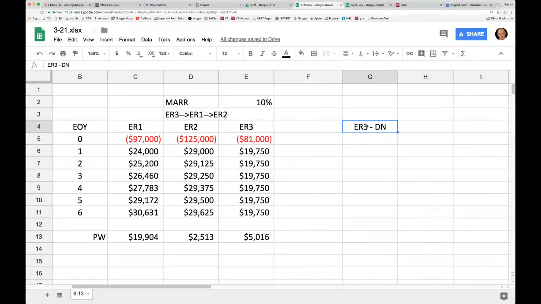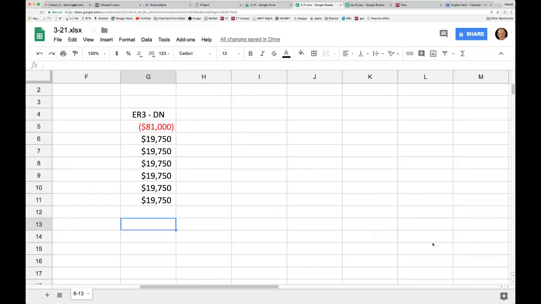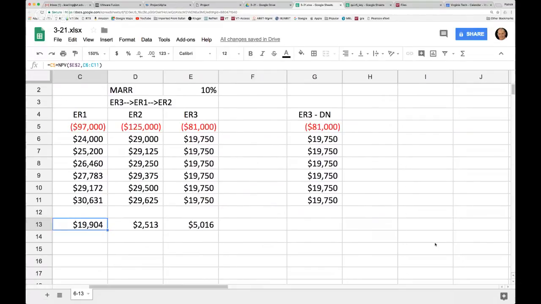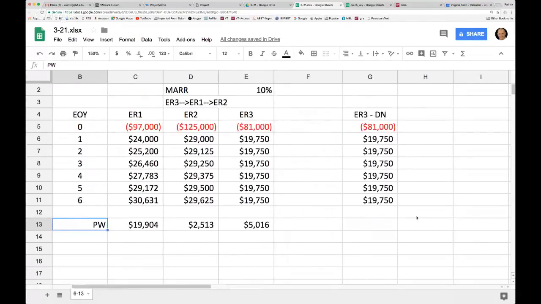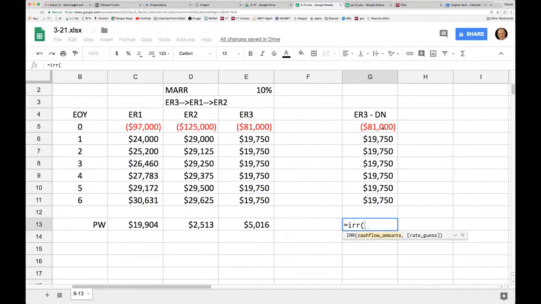So ER3 versus do nothing. Well, that's very simple. It is simply the cash flows for ER3, because do nothing would be zeros across the board. And we will find the internal rate of return. Whoa, sorry. I lost everything there. We will find the internal rate of return for these cash flows.